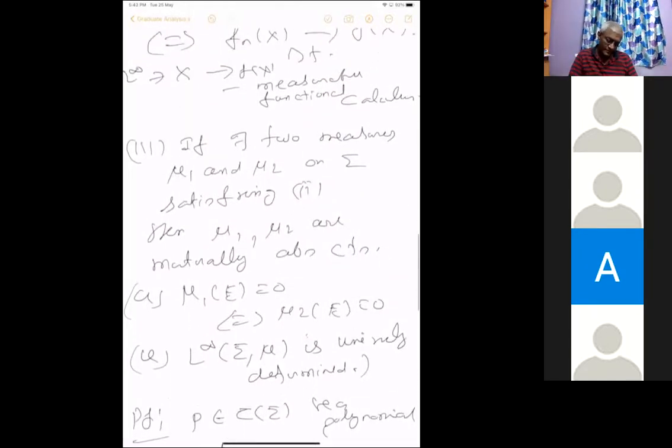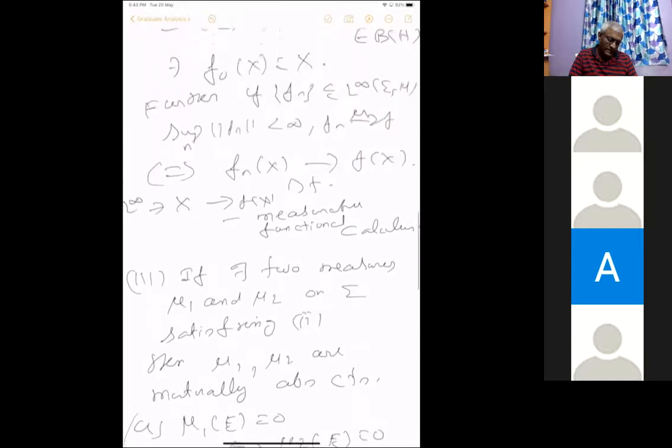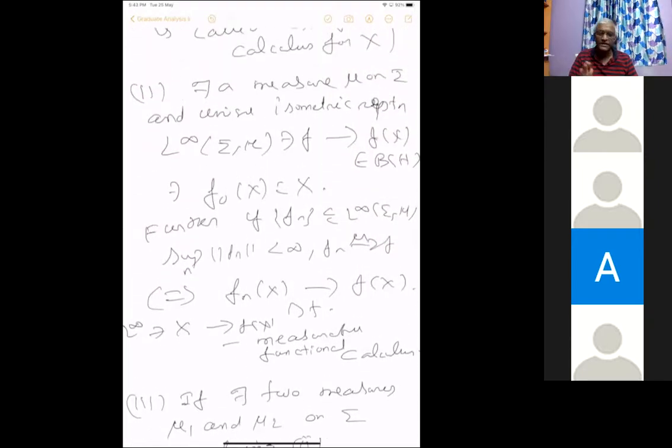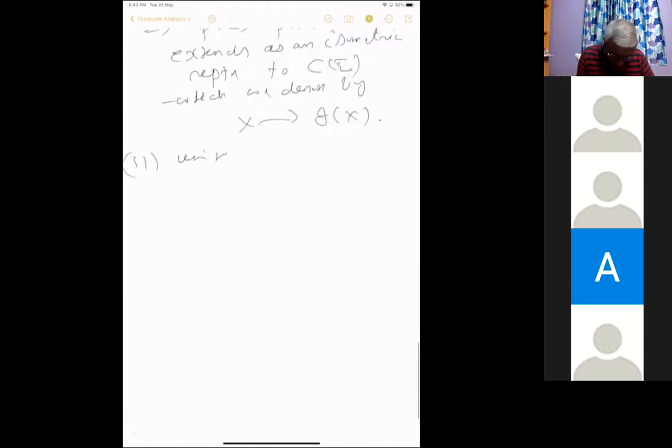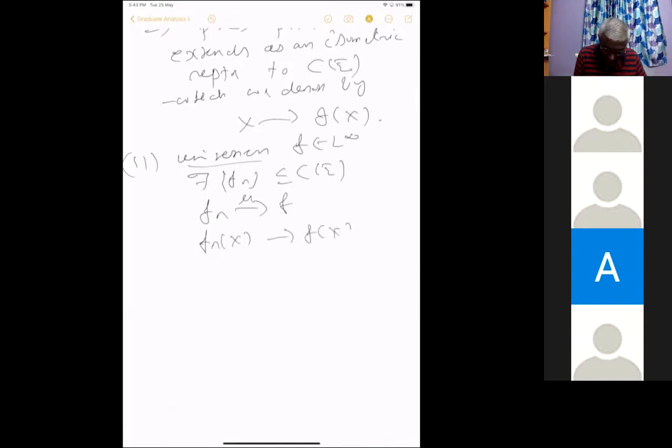Is there anything new to prove uniqueness? We have already proved that if you have any pi, then there exists a pi tilde. We proved in the last class that the pi tilde is unique. That follows because if you take any continuous function, the uniqueness follows from this. There exist continuous functions fn in C of sigma such that, for any f in L infinity, fn converges in mu to f. But then pi of fn, this fn of x, converges to f of x strongly.